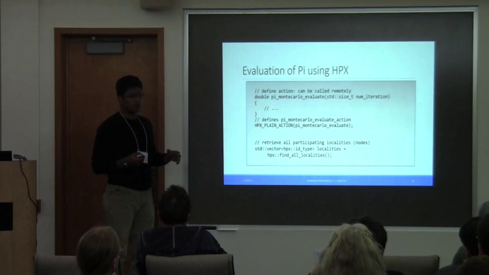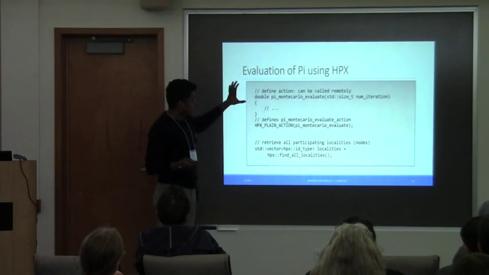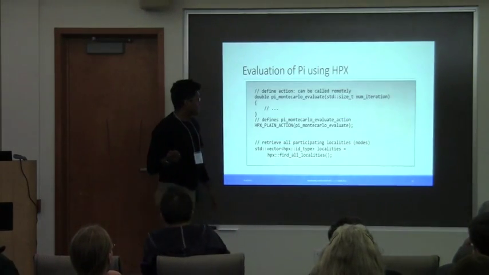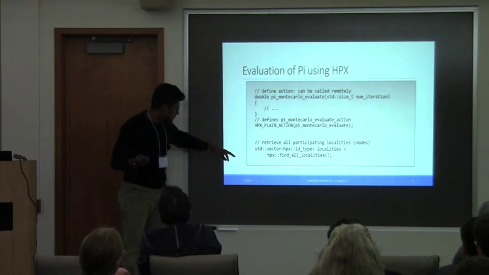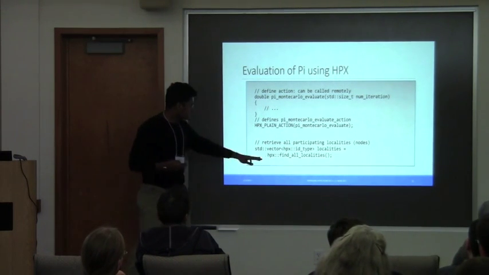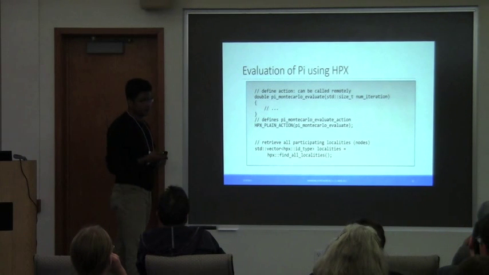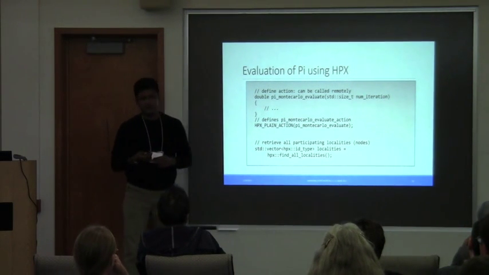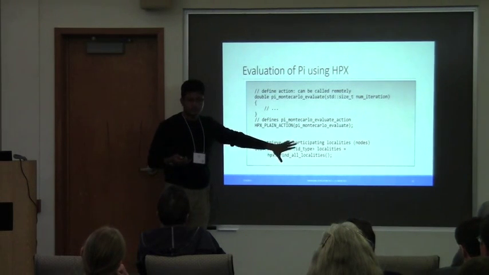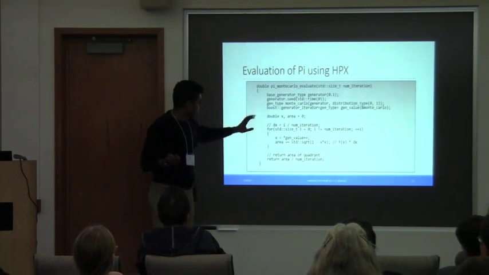It's a quick synopsis of how I would use HPX to evaluate pi with Monte Carlo. This is a global function that would evaluate a part of that value. Here, HPX find all localities will give me all the nodes that are registered with the HPX system. So if I have 16 nodes, then this will return a vector of 16 objects. That's the function for the evaluate action.